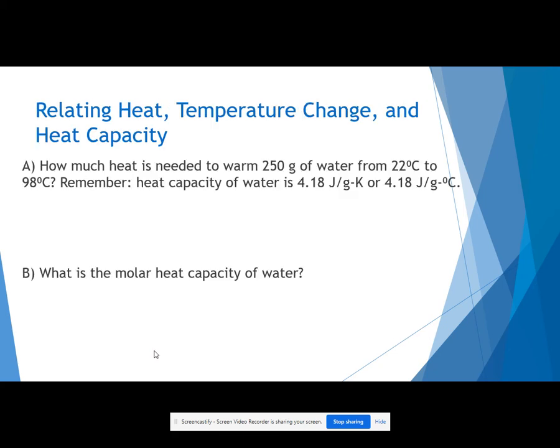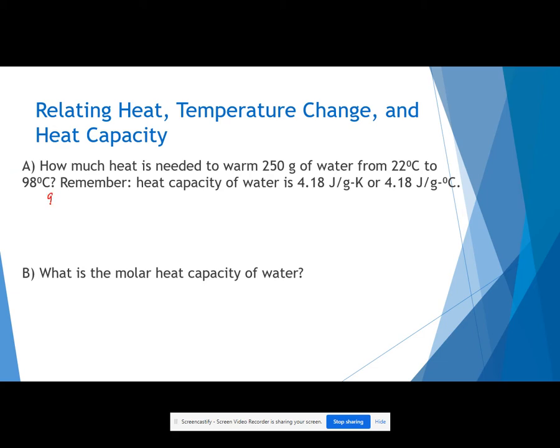So let's try out some example problems and have you guys watch some of these to make sure that you guys know how to do them. The first one, it says how much heat is needed to warm 250 grams of water from 22 degrees Celsius to 98 degrees Celsius. And then remember that number I starred, that's super important. The heat capacity of water is about 4.18. So let's go ahead and set up this problem.